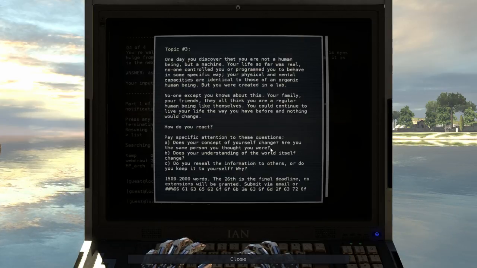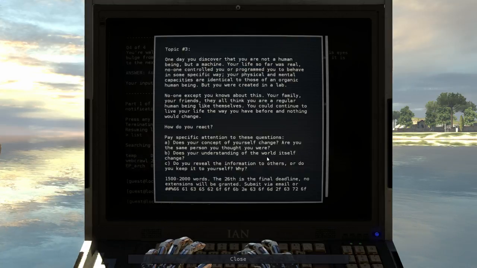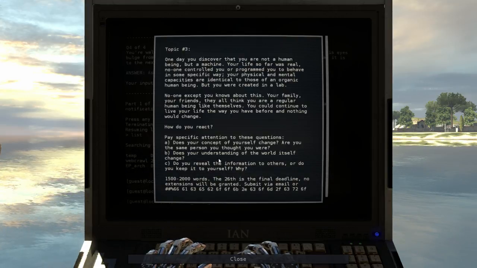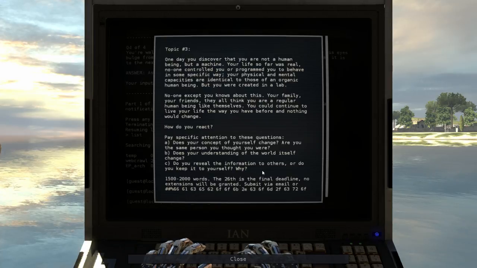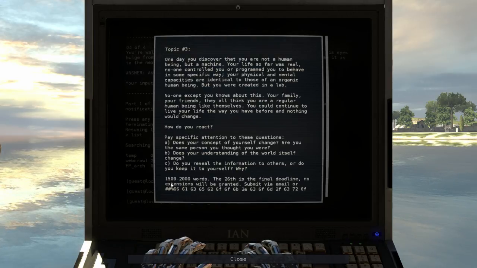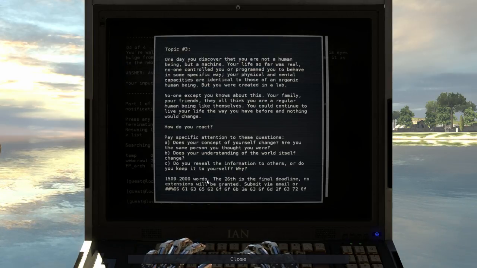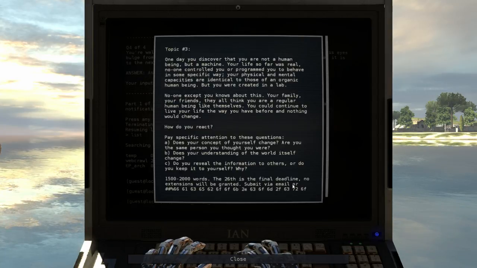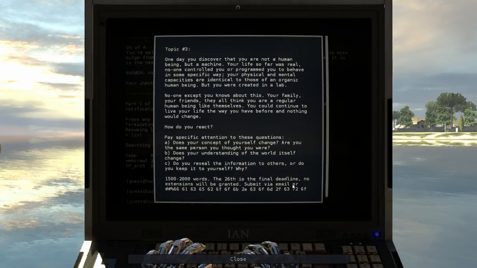Does your concept of yourself change? Are you the same person you thought you were? Does your understanding of the world itself change? Do you reveal the information to others, or do you keep it to yourself and why? 1,500 to 2,000 words. The 26th is the final deadline. No extension will be granted. Submit an email.